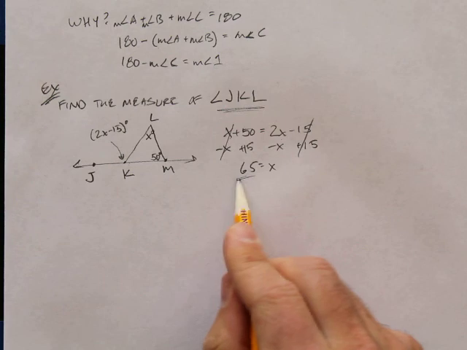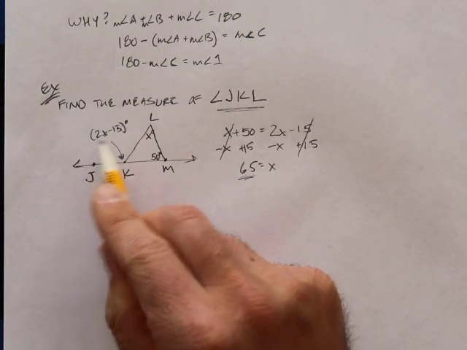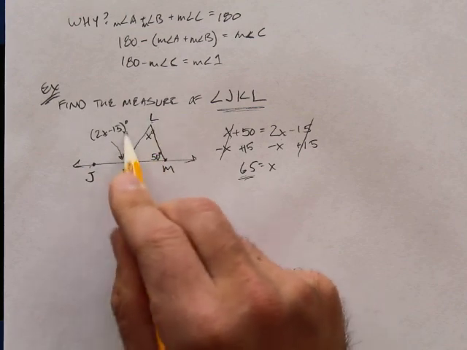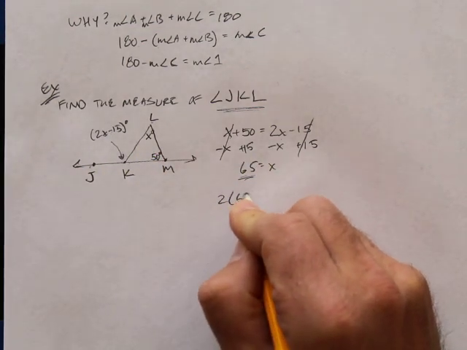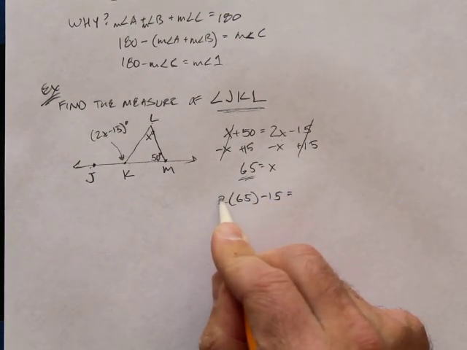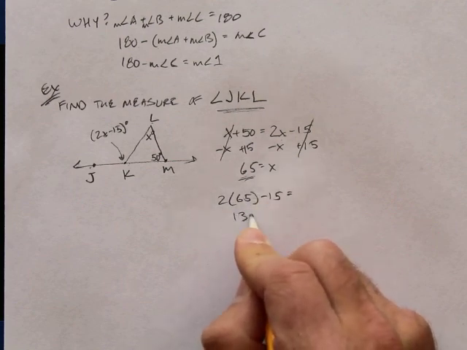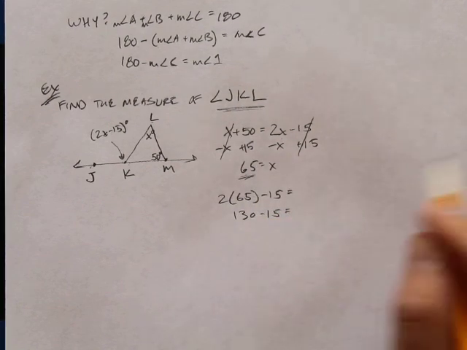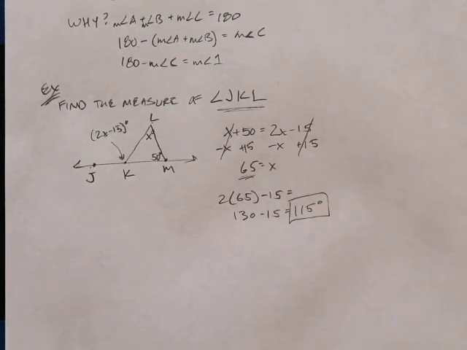Okay, now I just take that x value and plug it into this here to get JKL, because this is the measurement of JKL. So 2 times 65 minus 15 equals, this is 130. 130 minus 15 is 115. 115 degrees is the measure of JKL.